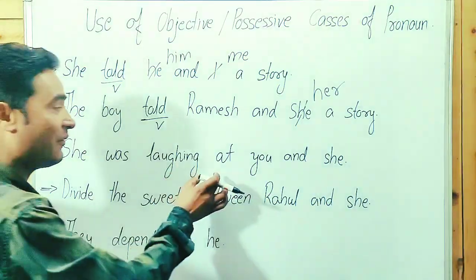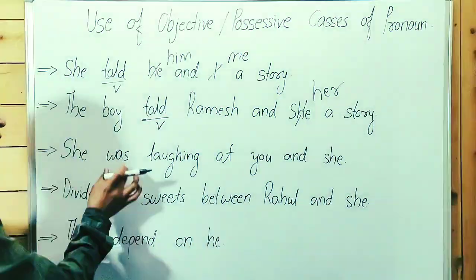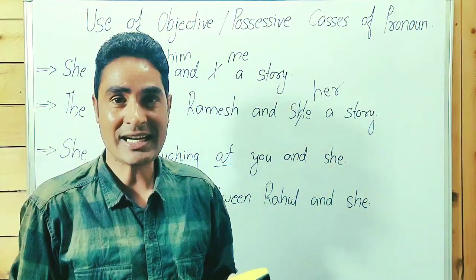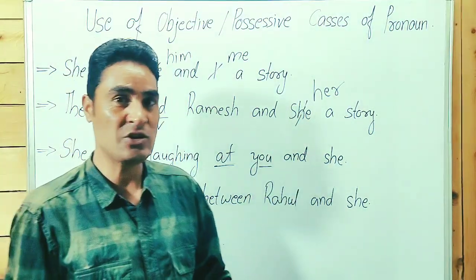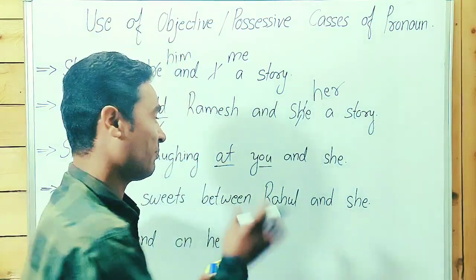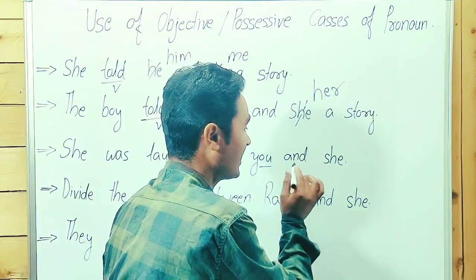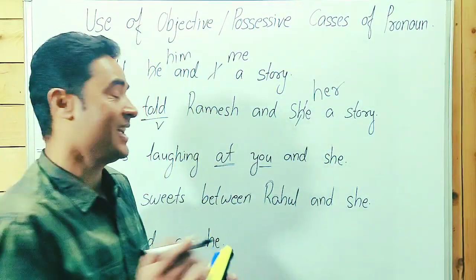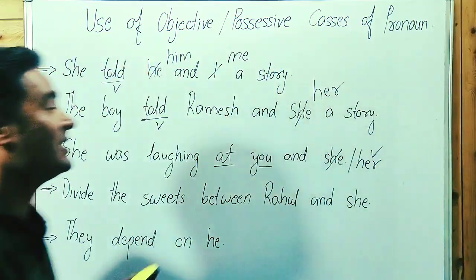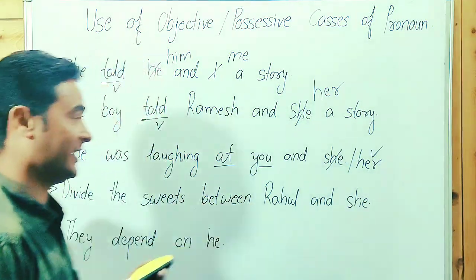She was laughing at you and she. Guys, point to be noted. She was laughing at. "At" is a preposition over here. After a preposition, we use the objective case. "You" is the objective case. As you know, "you" is the same in both subjective and objective case. And after that, "and" is a conjunction, and after that "she" is the subjective case. We have to write her. Her is the correct answer. She was laughing at you and her, not you and she.